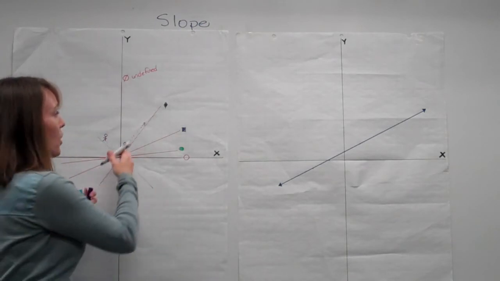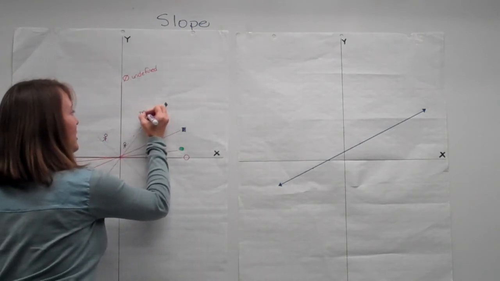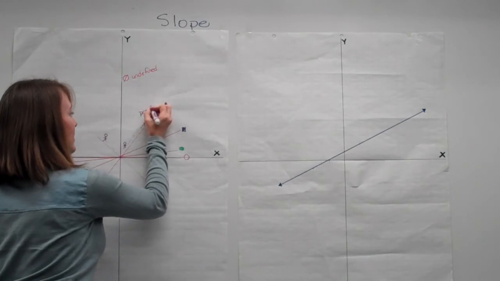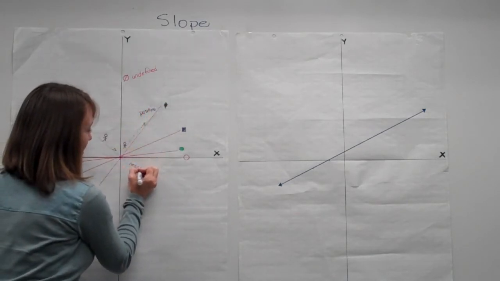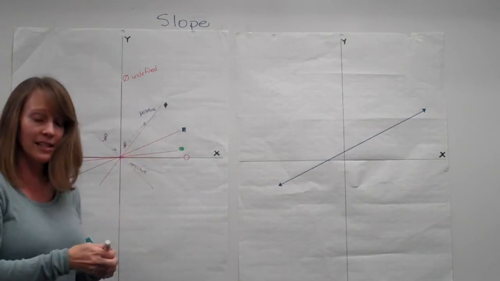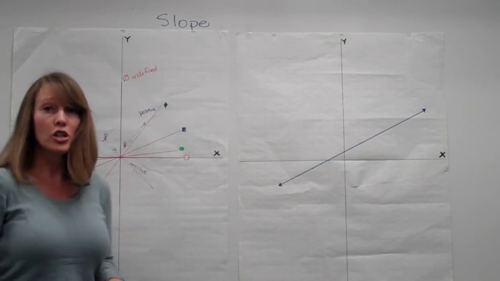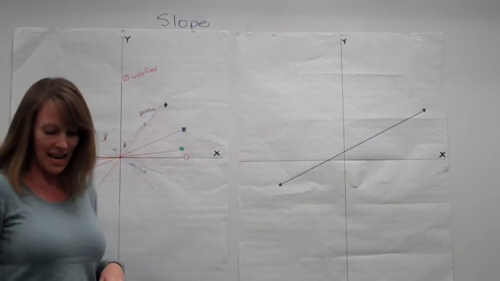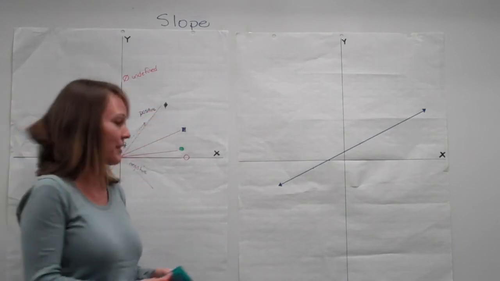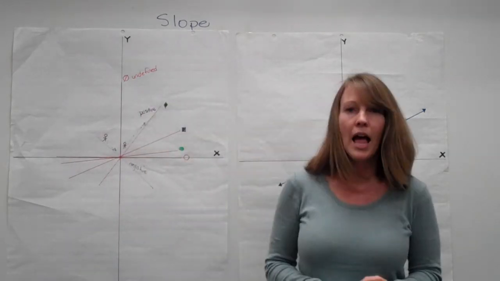If Bob is walking up, then it is positive. And if Bob is walking down, then the line is negative. So slope can be positive and slope can be negative. All right. Let's move on.